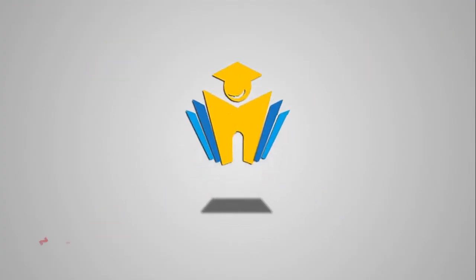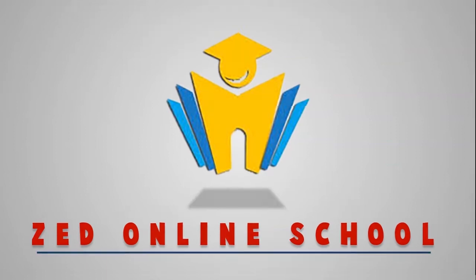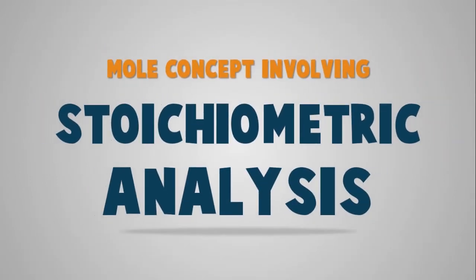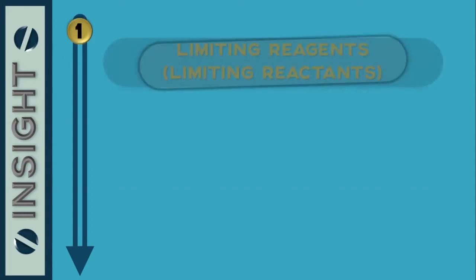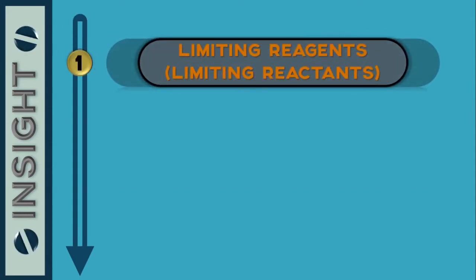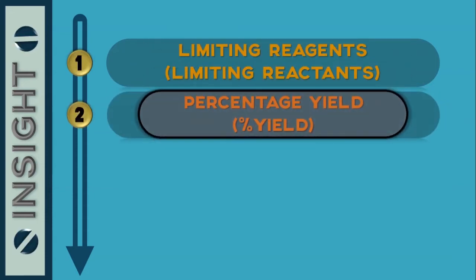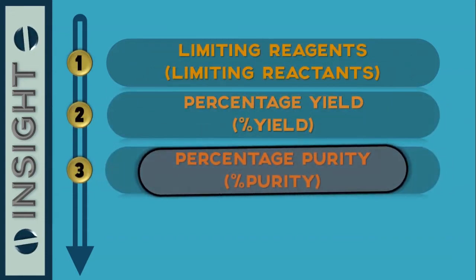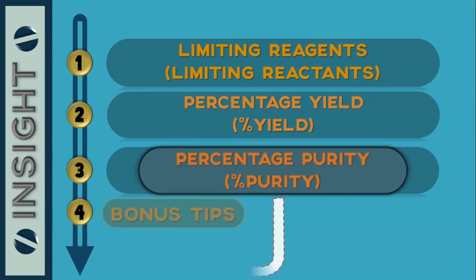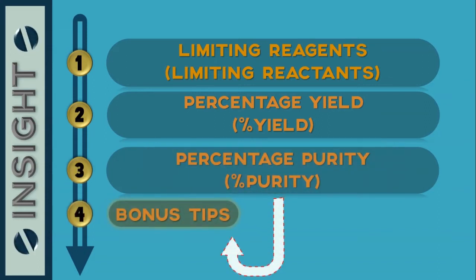This is Z Online School. In this video, you and I are going to be looking at more concepts involving stoichiometric analysis. We are going to do this in a systematic way, and by the end of this video, you will be comfortable with determining the limiting reagents, which are also known as limiting reactants, calculating the percentage yield, and the percentage purity. At the end of this video, we've got bonus tips for you. Make sure you watch this video till the end to get the maximum value out of it.